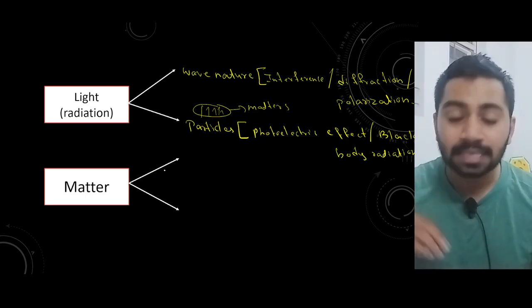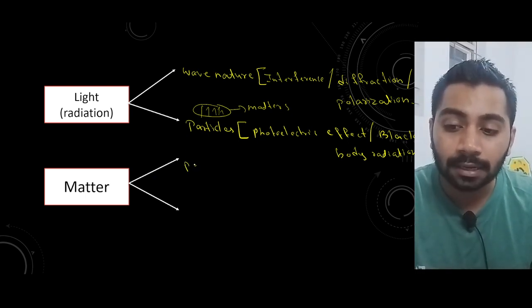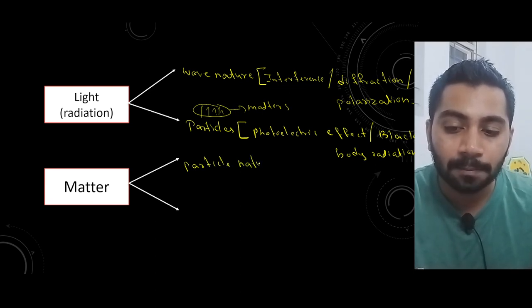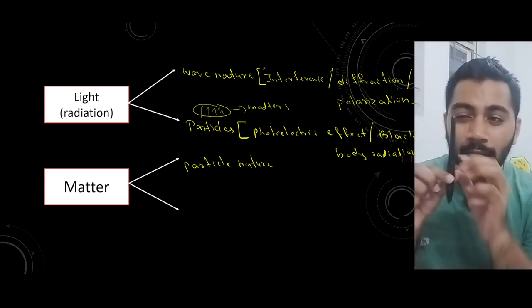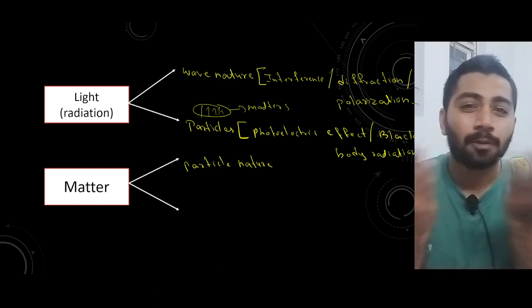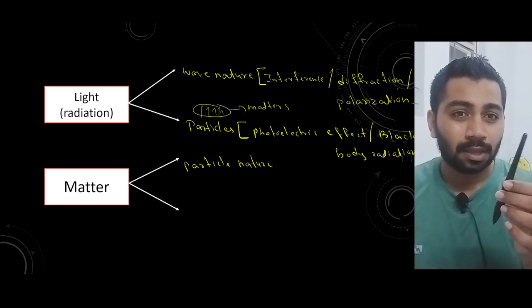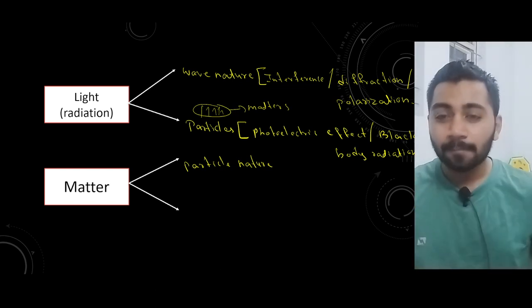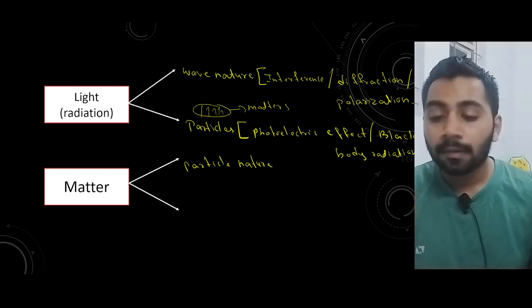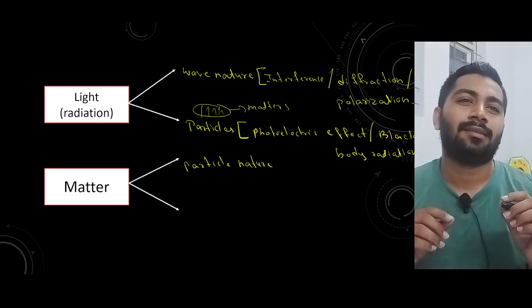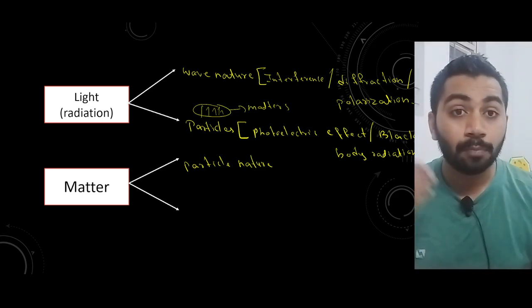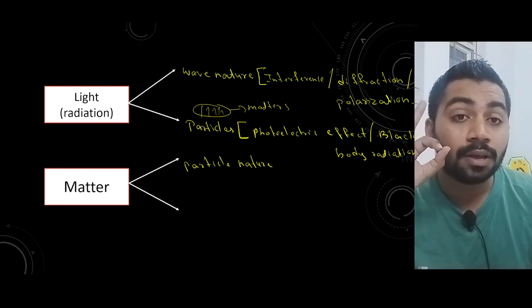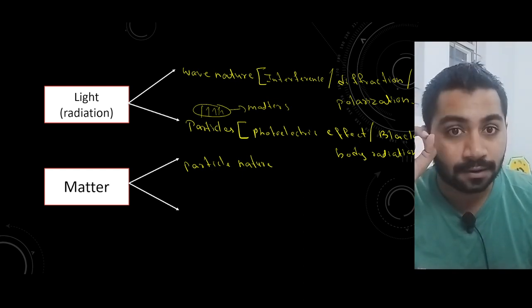And this matter is basically particle nature. I just said this pen is made up of small particles, and this whole thing is matter, which has mass and occupies some space. Now it is made up of small particles, which means matter is a particle. Very simple. Matter is in particle form, but matter forms wave nature also.